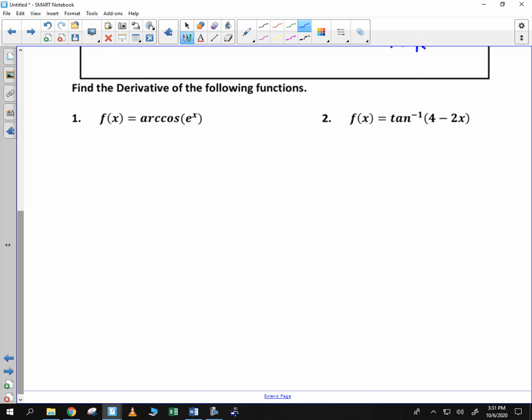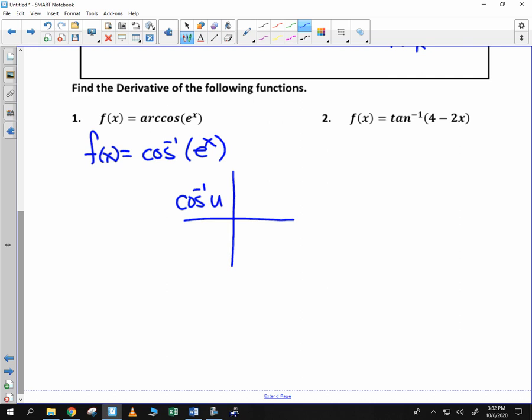Find the derivative of the following functions. Arc cosine of e to the x. F of x is, I'm going to rewrite this as cosine inverse of e to the x. It looks like an impossible derivative, but we're going to make it really easy. We use the chain rule, the greatest rule of all for derivatives. We have arc cosine, or cosine inverse, of u, and we have e to the x. The derivative of e to the x is e to the x. And the derivative of arc cosine of u is -1 over the square root of 1 minus u squared.